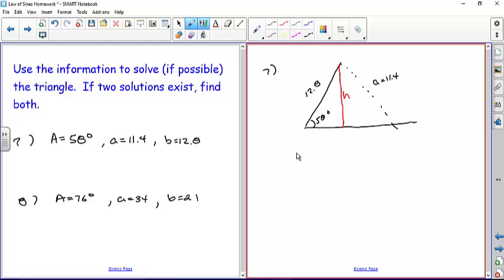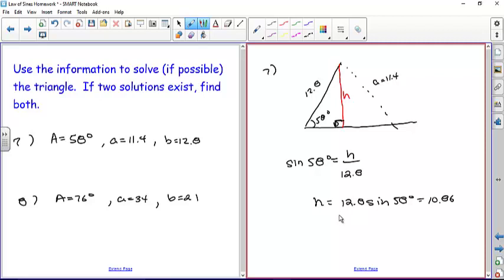And so H, we again use the right triangle geometry because this is a right angle. So what we say is that the sine of 58 degrees is equal to H over 12.8, or H is equal to 12.8 times the sine of 58 degrees. So I get 10.86.